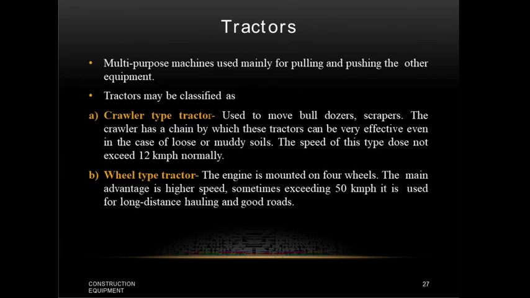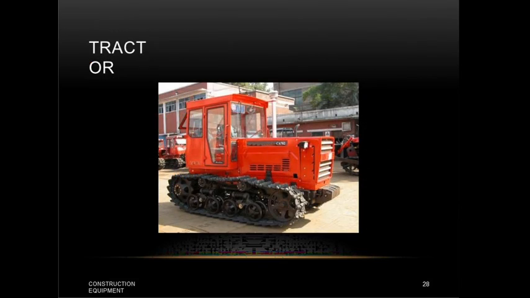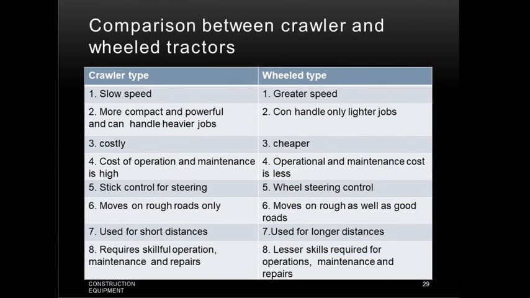So what is the comparison between the crawler type tractor and the wheel type tractor? The crawler type tractor has slow speed, whereas the wheel based tractor has greater speed. Crawler type is more compact and powerful and can handle heavier jobs, whereas wheel type can handle only the lighter jobs. Crawler type is costly, whereas wheel type is cheaper. Crawler type has high cost of operation and maintenance, whereas wheel type operation and maintenance cost is less. Then stick control for steering, whereas wheel type has wheel steering control.